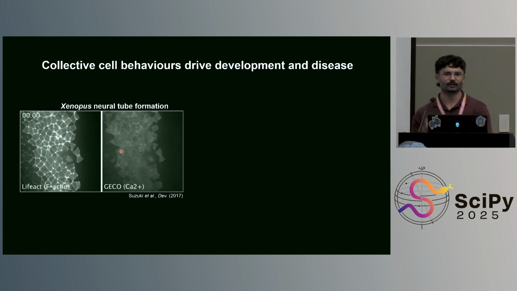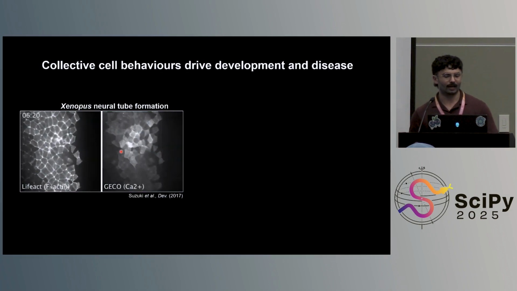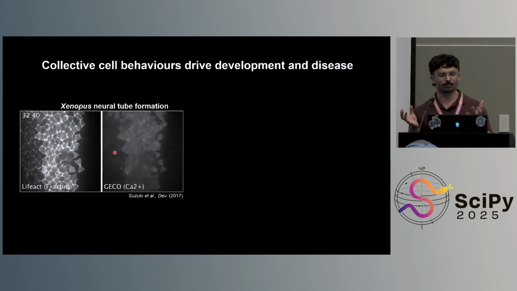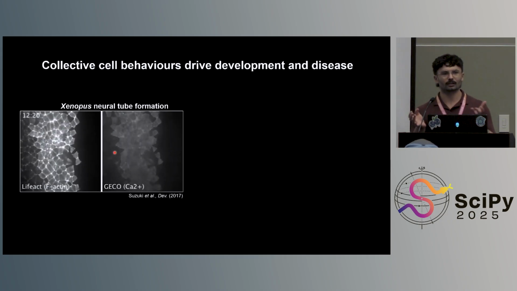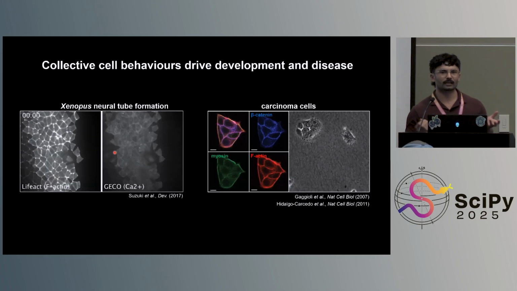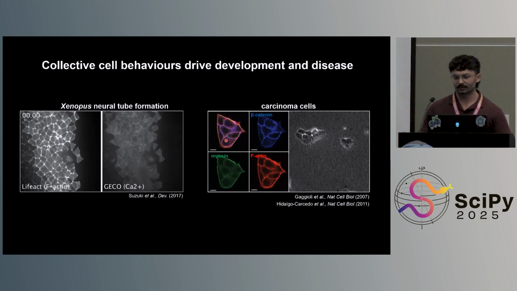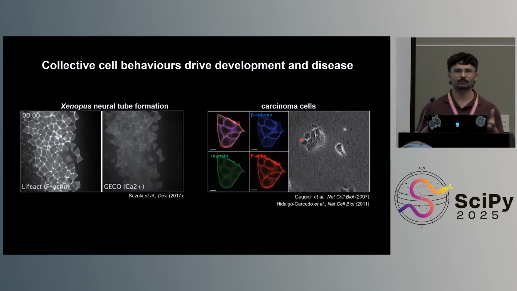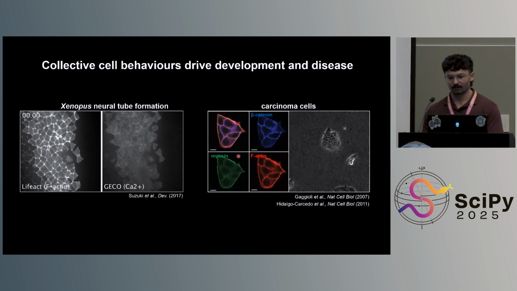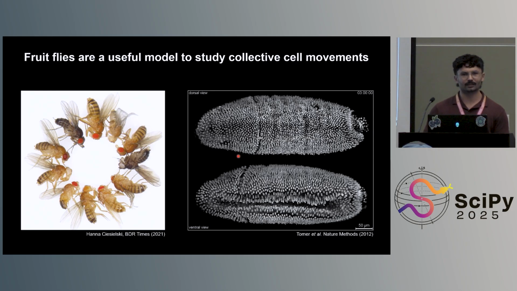For example, during embryonic development, here's a video of Xenopus neural tube formation, or frogs, if you're not familiar. In order for the neural tube to form, there is this epithelial sheet that undergoes coordinated apical constriction, and this constriction allows the sheet to fold into the neural tube. Similarly, in cancer metastasis, cells invade tissues by collectively moving together, and this collective movement requires the coordinated polarization of several cytoskeletal components.